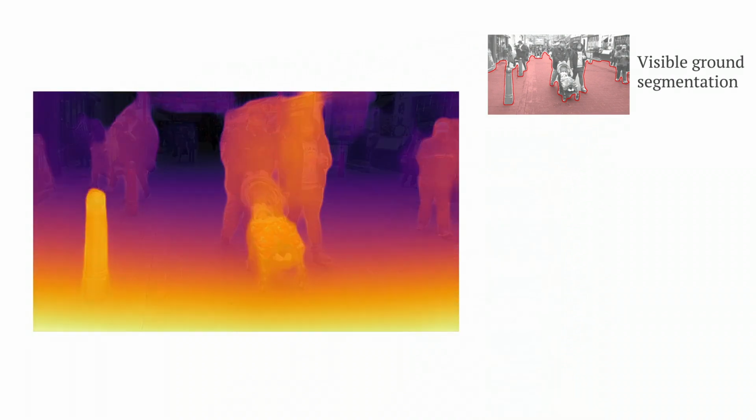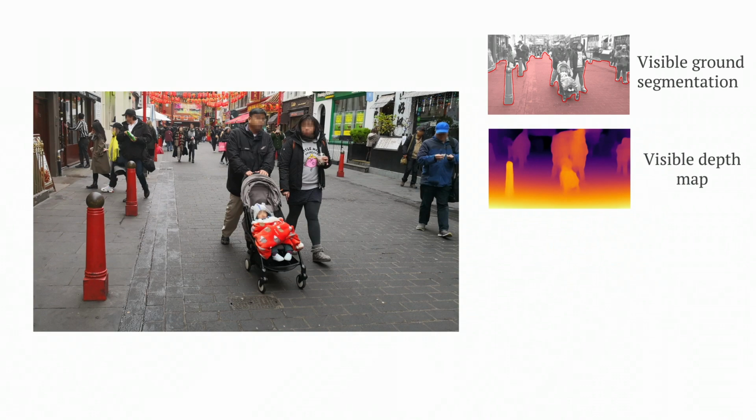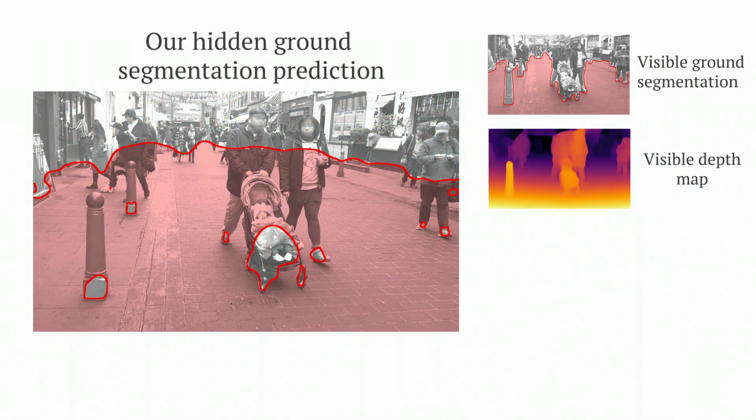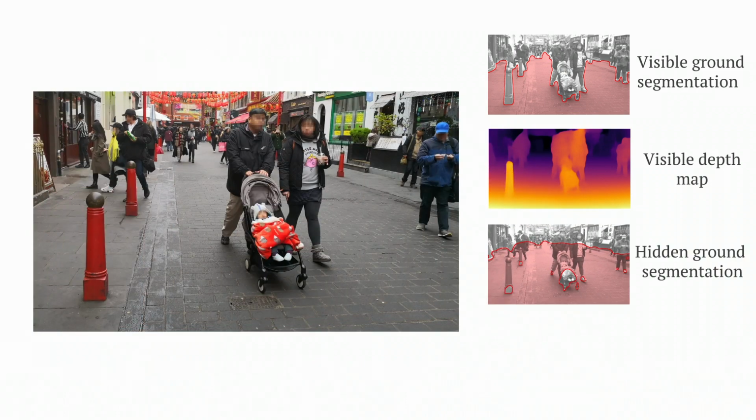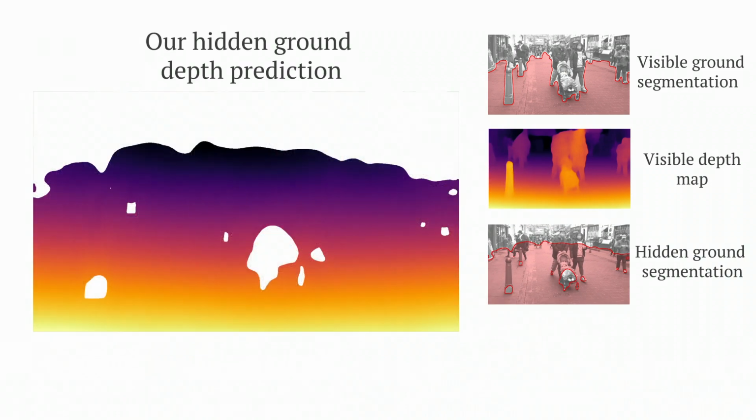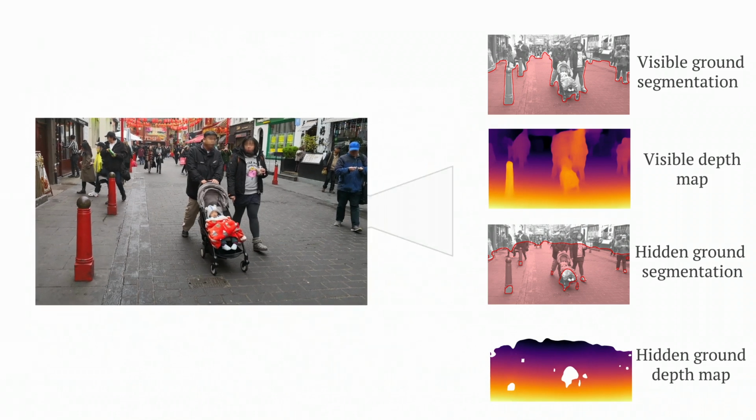Existing methods can estimate a segmentation of the visible walkable ground surface and an estimate of the depth to each pixel in the scene. Our Footprints model predicts two additional channels, both also pixel-aligned to the input image. Firstly, we predict the location of visible and hidden ground as it would be seen from the input camera. This allows us to identify free space in the scene and the untraversable footprints of objects. We also predict the depth to each ground pixel, hidden or visible, from the location of the input camera.